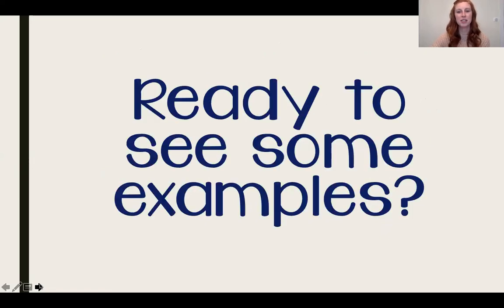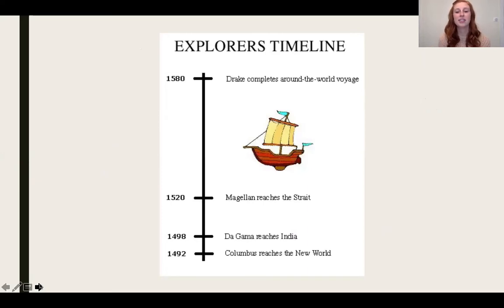Let's check out some examples. Here is a timeline that shows us people that explored places around the world. This timeline goes from the bottom all the way up to the top. In 1492, Columbus reaches the New World. Then in 1498, Da Gama reaches India. In 1520, Magellan reaches the Strait. And in 1580, Drake completes a round the world voyage. So this timeline is all about people exploring places around the world.